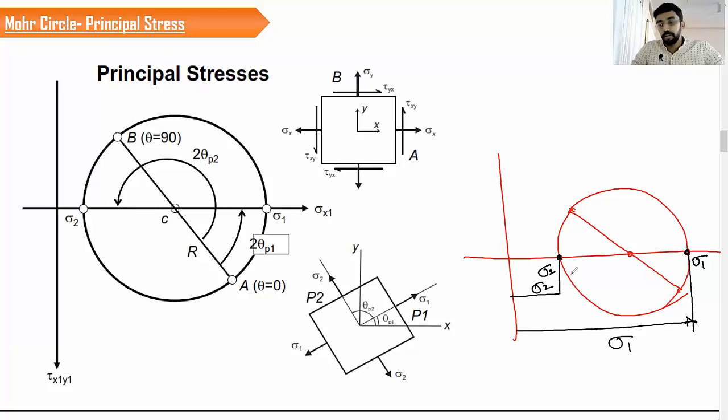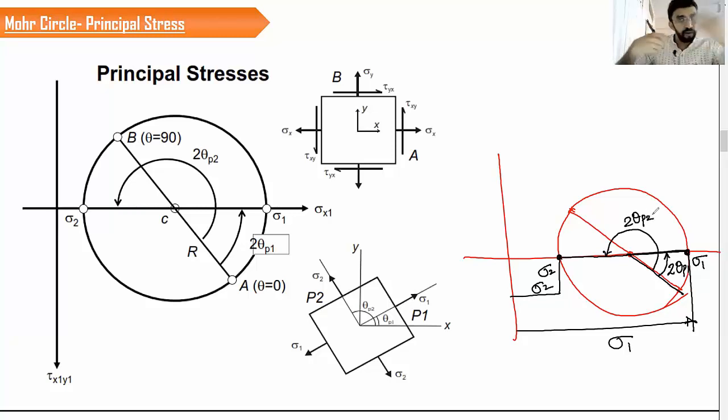It's very simple. Now you might be wondering, how can we find out the theta p1, right? That is also very easy, because this is the reference line. From here, from the sigma 1, I will join towards the center. So this is the principal plane. From here, I will measure in the anti-clockwise direction. This value is going to be 2 theta p1. Similarly, from sigma 2, I will join towards the center. From here, in the counterclockwise direction, I will measure. This is going to be 2 theta p2.